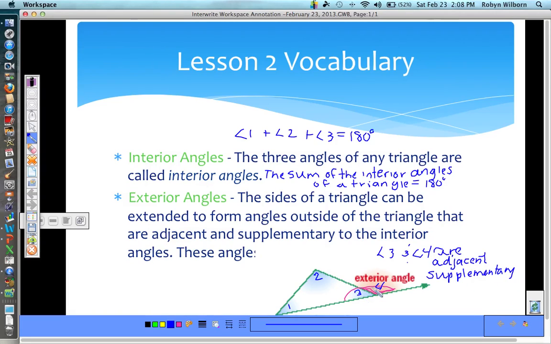Alright, and so if I knew the value or the degrees of any of these angles, I could figure out the other one. Also, we know that angle 3 and 4 form a straight angle, and that's a vocabulary term that you've used before. So we know that this is 180 degrees.